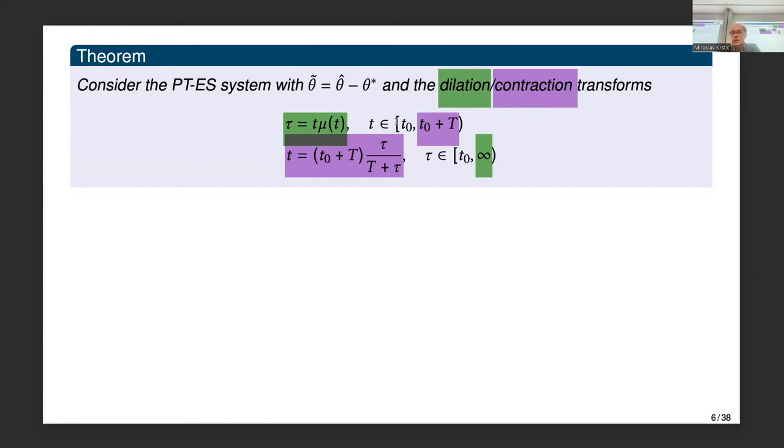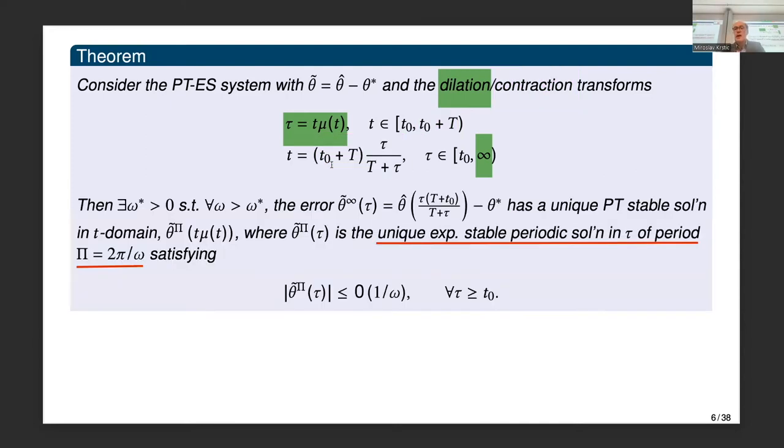So the mathematical statement is the following. For a statement to be made, we need to introduce two time scales, which are not linearly related. The natural time is t, which evolves on a finite interval up to the terminal time capital T. A transformed or dilated time all the way to infinity is this time tau. So this is t divided by a linear function in t. And the inverse of that transformation is given here. This is a contraction of time from the infinite time for the variable tau to the finite time for the variable t. So now that we understand these two time variables, the result can be stated.